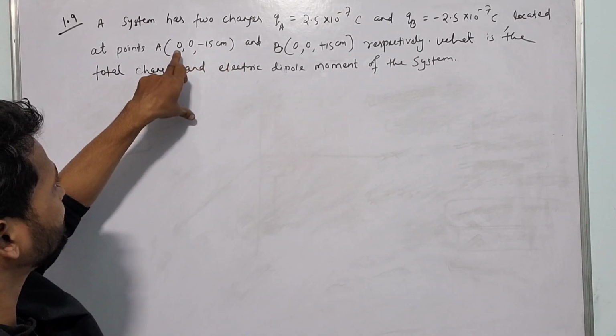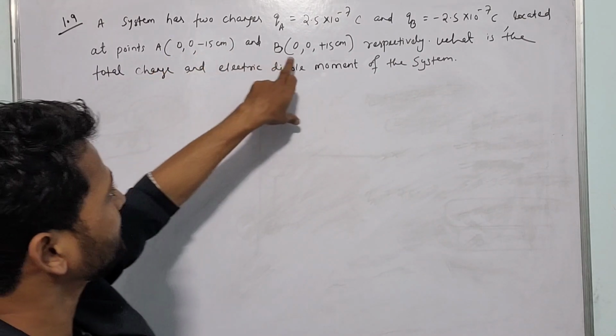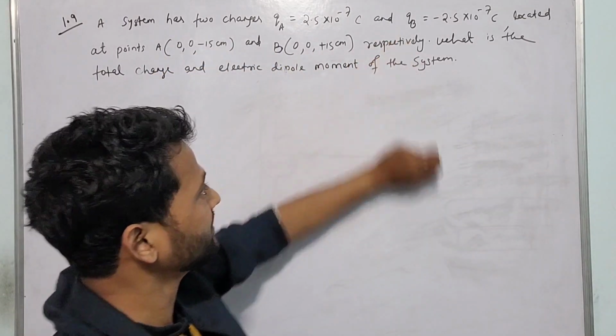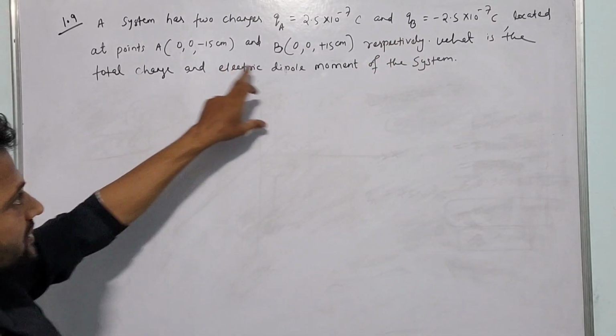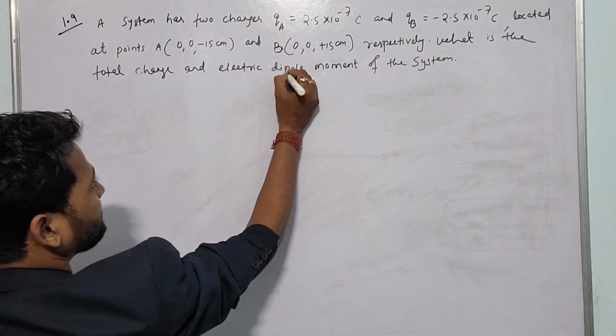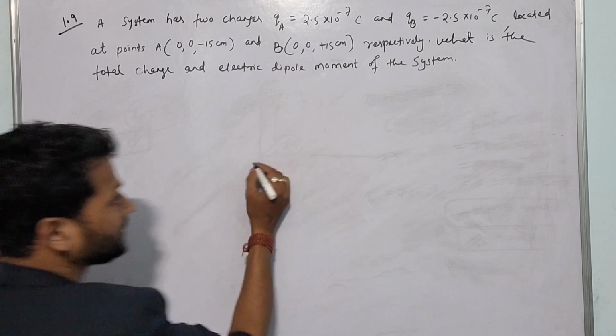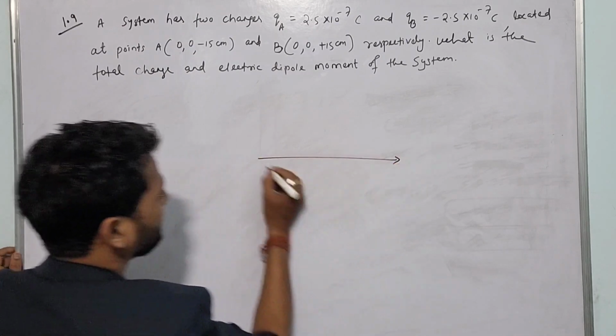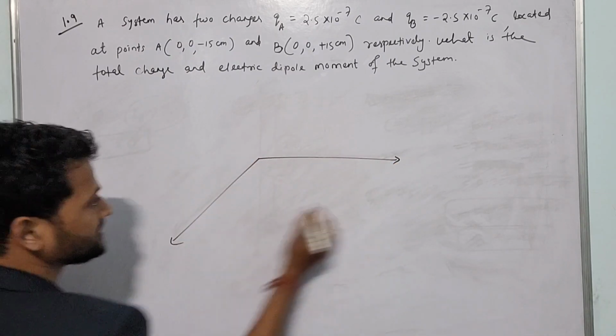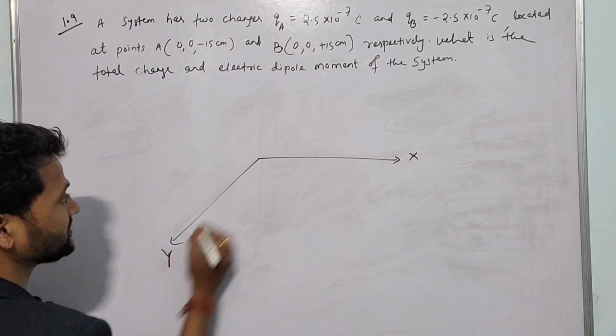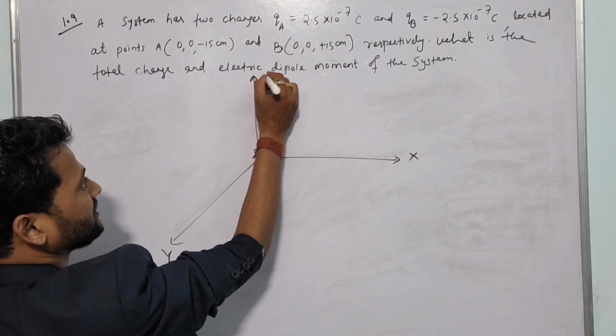There are two coordinates. One is 0, 0, minus 15 centimeter, the other is 0, 0, plus 15 centimeter. What is the total charge and electric dipole moment of the system? Okay, let us take the coordinate first. Let this axis be the x-axis, here is the y-axis, and this one is the positive z-axis.